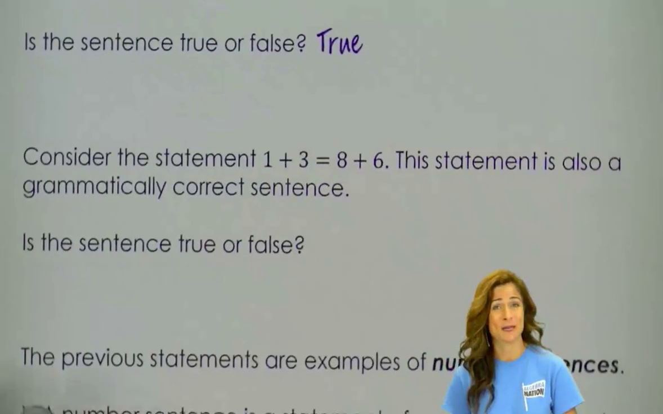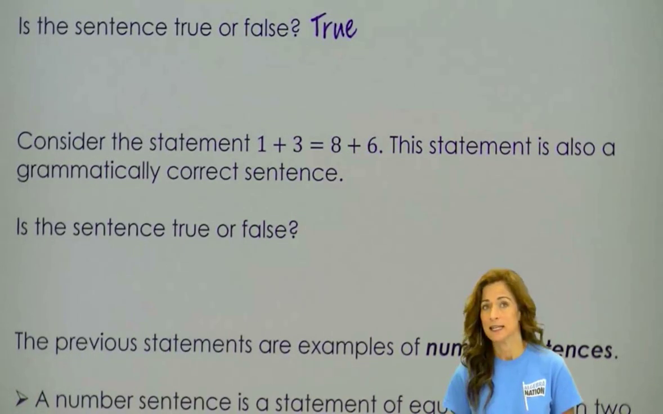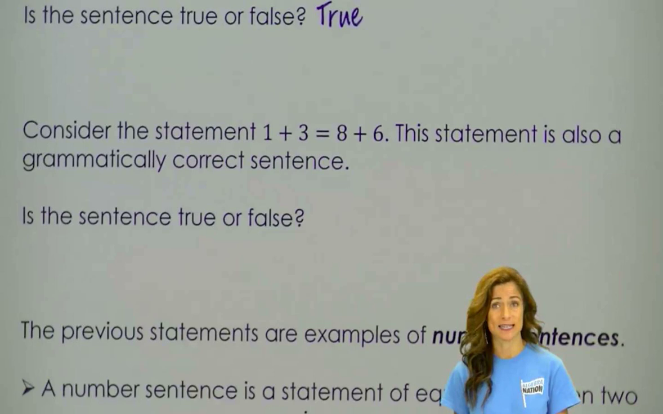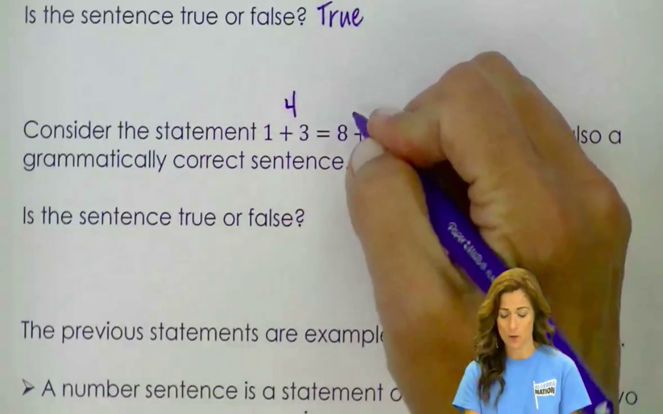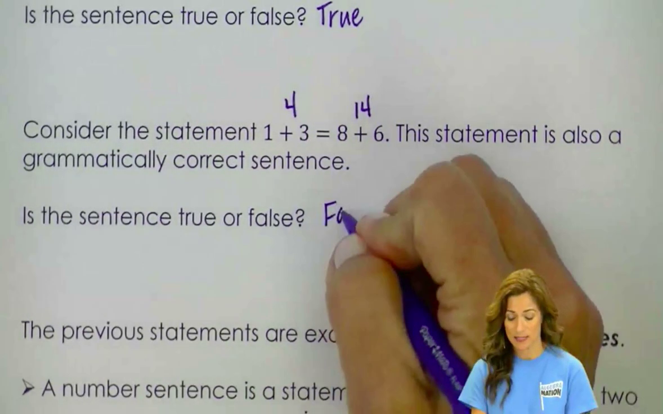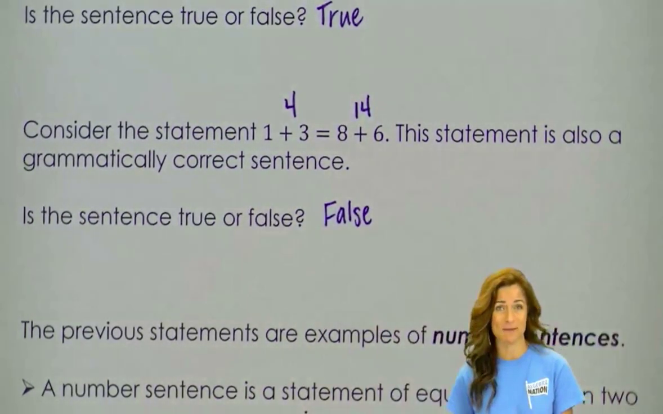Consider the statement 1 plus 3 equals 8 plus 6. Again, this is a grammatically correct sentence, but is it true or false? Well, 1 plus 3 is 4, and 8 plus 6 is 14. So this statement is a false statement.